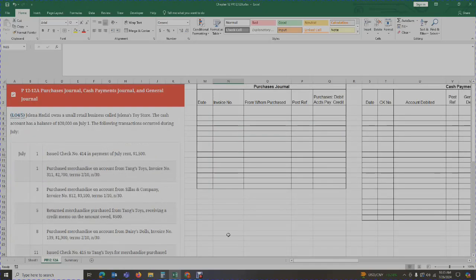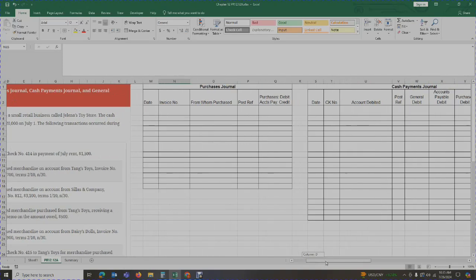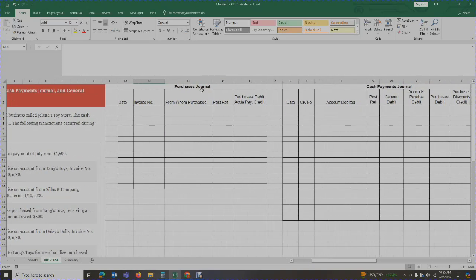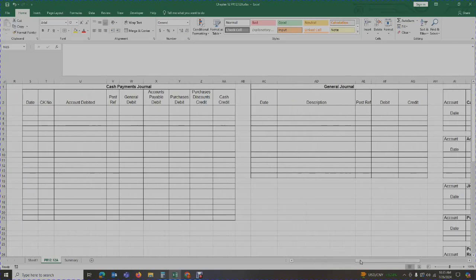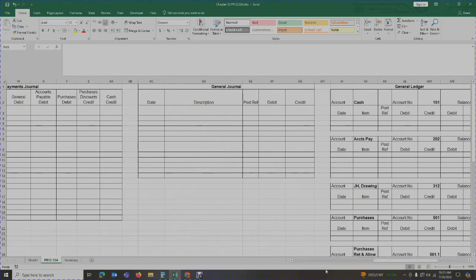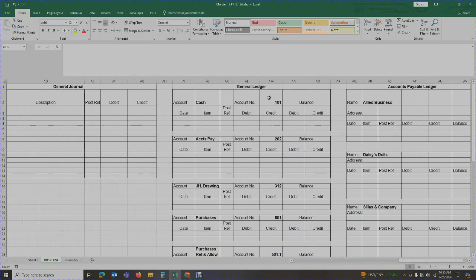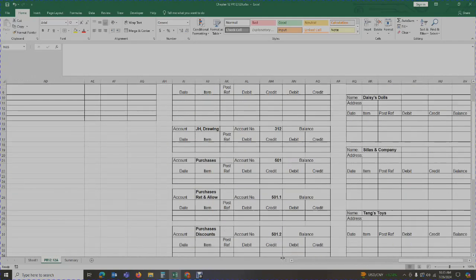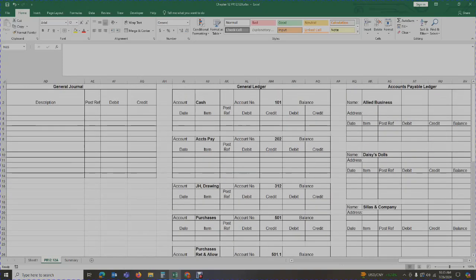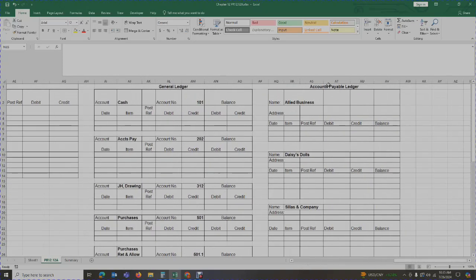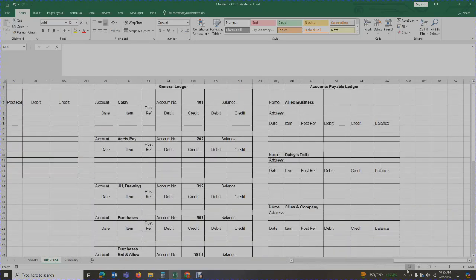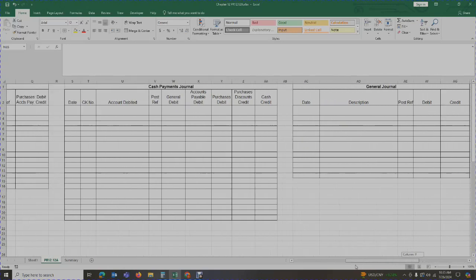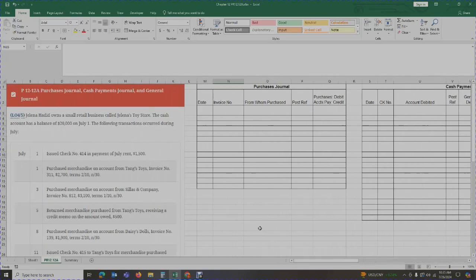Now, I've already done a lot of work, setting up the different journals that we're going to be using. We're going to be needing a purchases journal. We're going to be using a cash payments journal. We're going to be using a general journal. We're going to be posting to our general ledgers, and I've already created the general ledgers for all of the accounts that we're going to be using. We're going to be creating our accounts payable subsidiary ledgers, so I have that available as well. Okay, so I've done the setup for all of the accounts. You are working on Cengage, so all of this will be provided to you. You basically just have to fill in the information.